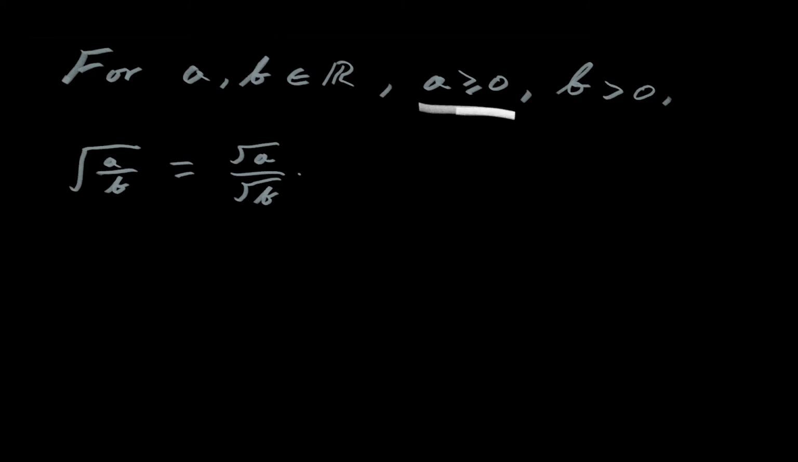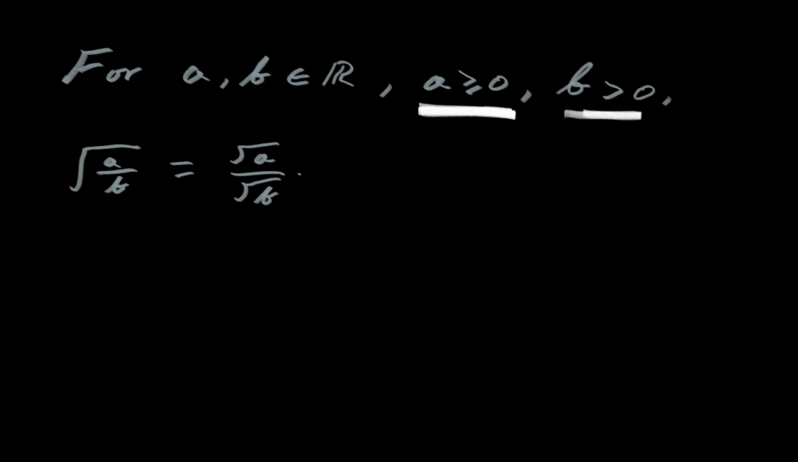With a being greater than or equal to 0, well, we need a real number to be greater than or equal to 0 in order to take its square root and get a real number answer. You can't take the square root of a real number that's less than 0, in other words negative, and get an answer in the real numbers. But you also can't divide by 0.